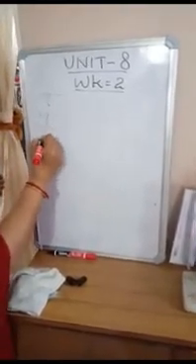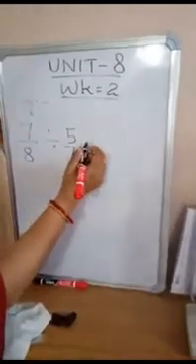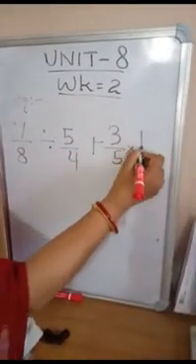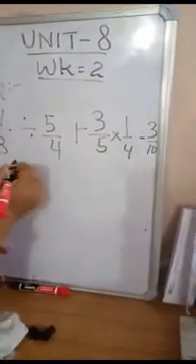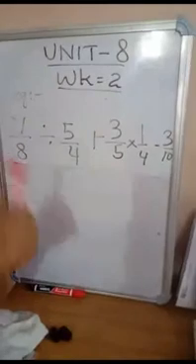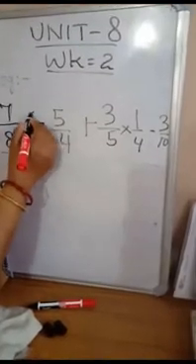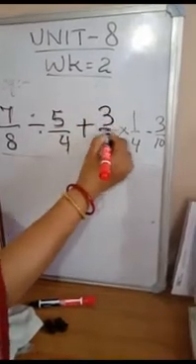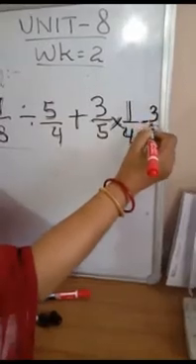7 by 8 divided by 5 by 4 plus 3 by 5 multiplied by 1 by 4 minus 3 by 10. So this is a numerical expression of fractions, because these numbers are fractions. 7 by 8 divided by 5 by 4 plus 3 by 5 into 1 by 4 minus 3 by 10.